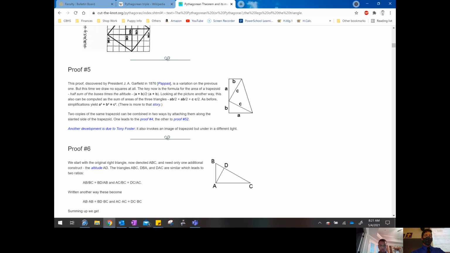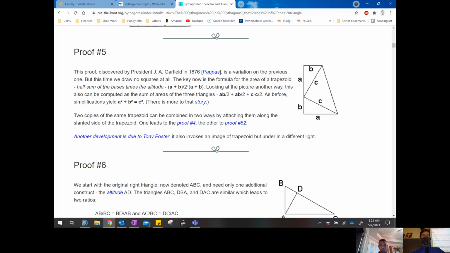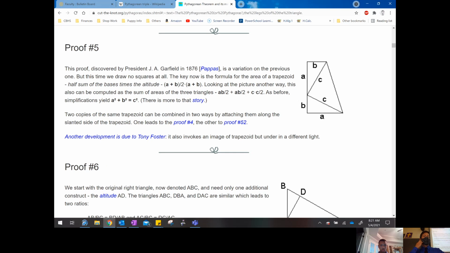Here it is. All right, check this out, fellas. Good old James A. Garfield. And what he did was he just reordered the triangle. He duplicated the bottom triangle there.